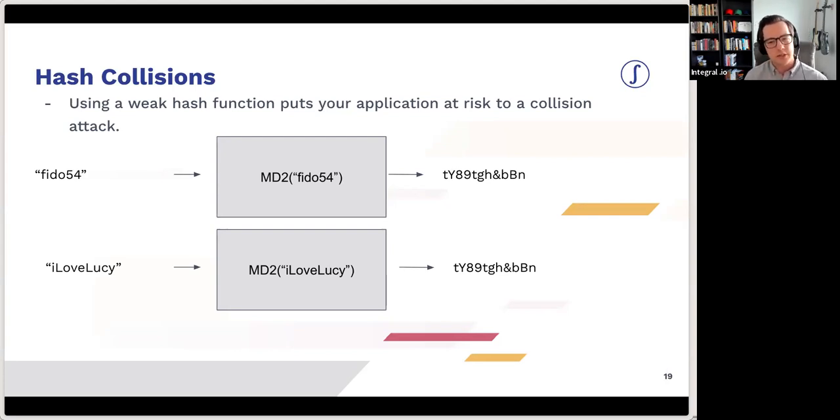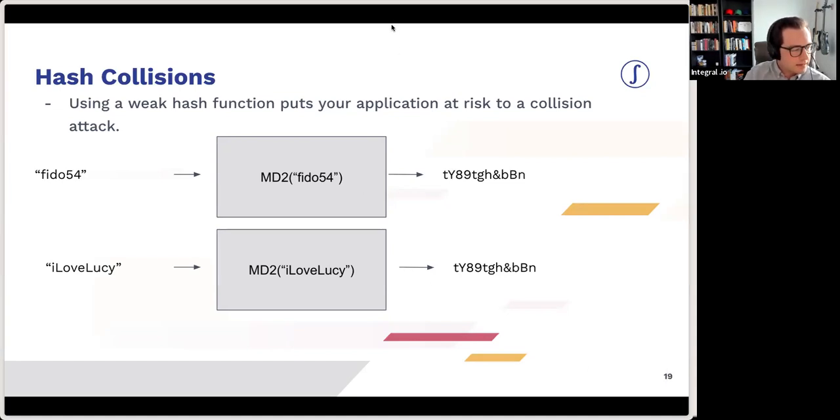A hash collision is where you take two different inputs and you get the same output, which shouldn't happen. So in this diagram, Fido54 and I Love Lucy, and this is made up, these aren't actually the real hashes of those things, in this example they output the same hash. You can see here, these two things are the same.